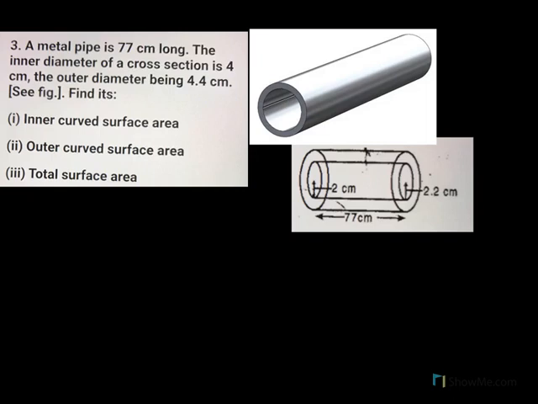A metal pipe is 77 centimeters long. The inner diameter of the cross section is 4 centimeters and the outer diameter is 4.4 centimeters. Find its inner curved surface area, outer curved surface area and total surface area.